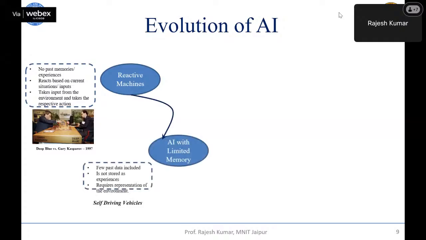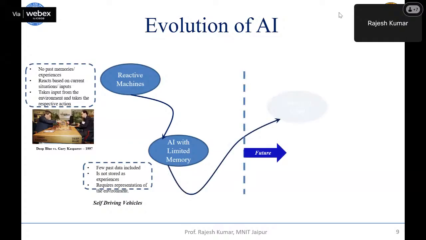Then there comes AI with limited memory. We have a record of certain data, and from past data, the record is used to develop a representation of the environment or to take certain actions. A self-driving vehicle is one example of this. So now you can think of where we are right now. Then what is the future?